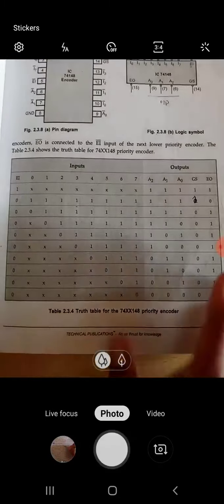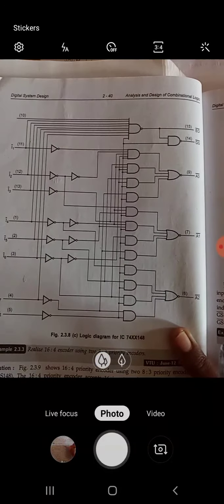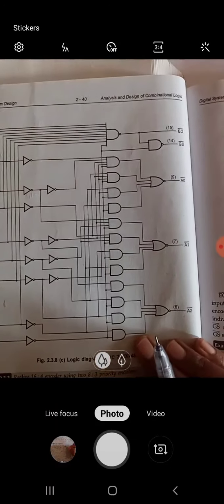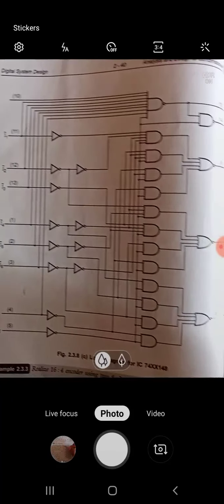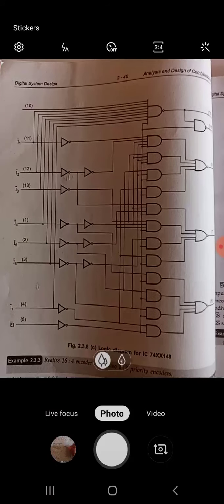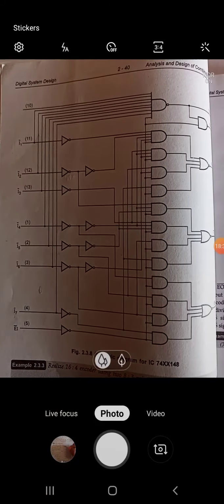If you draw the logical diagram, this is how it looks. You are not going to go deeper into the logical diagram, just a general view of it. So here we end our encoder session. In episode 5 we are going to deal with the next topic, that is multiplexers. Thank you.